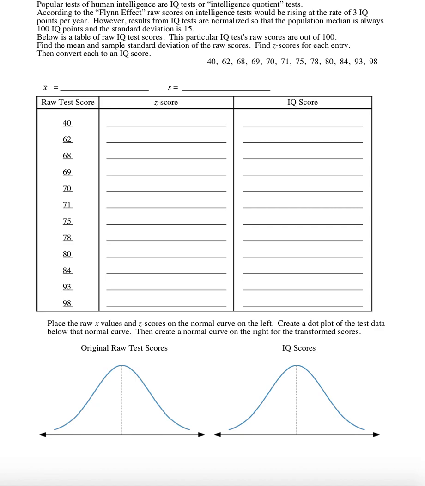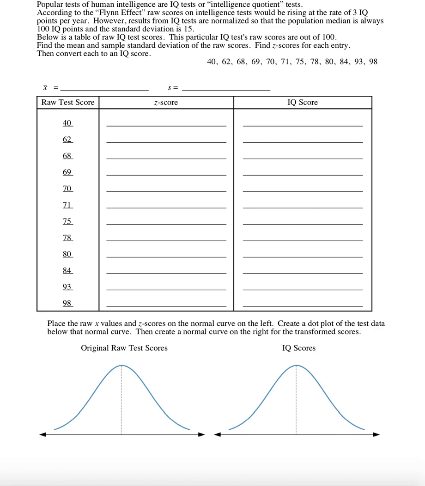According to the Flynn effect, raw scores on IQ tests are rising at the rate of 3 points per year. But even though people are doing better on the raw tests, the results are always normalized so that the population median stays at 100 and the standard deviation remains 15. Below is a table of some raw test scores, and this test was out of 100. We want to transform these scores to IQ scores using the Z value for each.